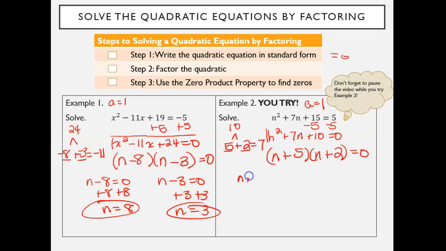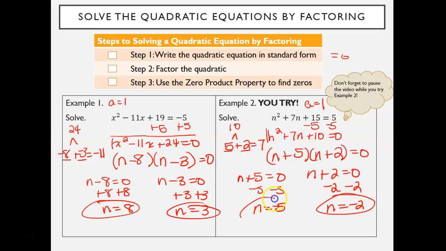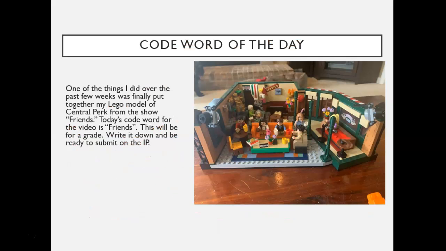Now I can use the zero product property. n plus 5 equals 0. n plus 2 equals 0. Minus 5 from each side, so n equals negative 5. Minus 2 from each side, so n equals negative 2. So my two solutions are negative 5 and negative 2. Nice job.